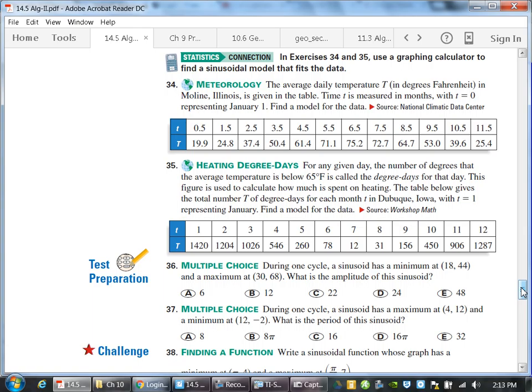Temperatures aren't just exponentially getting hotter. They still replicate themselves through. Same thing with like tides. Tides go out, tides come in.